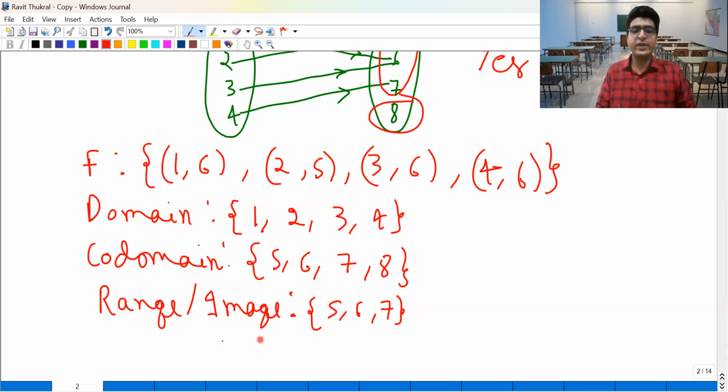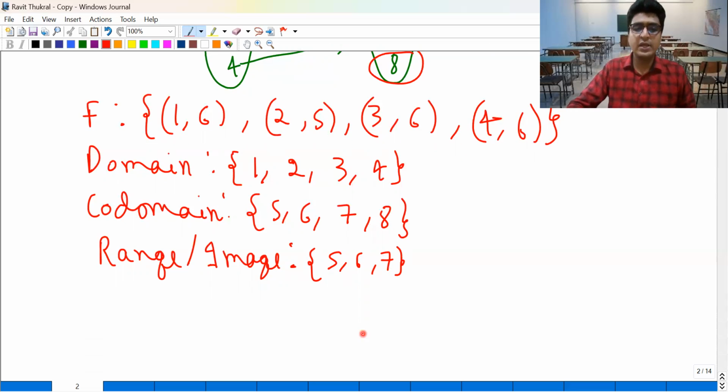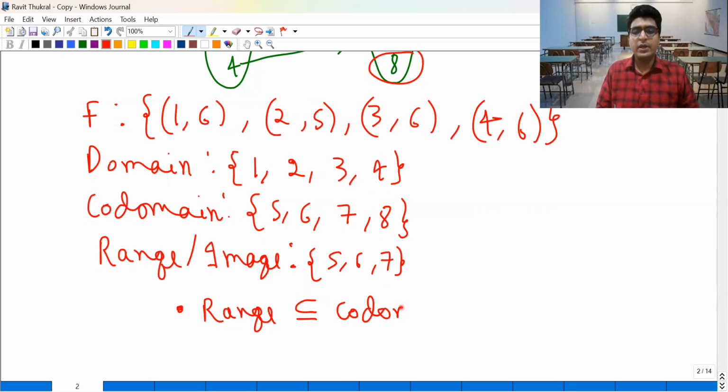8 is not part of range. It is part of codomain, but it is not a part of range. Okay, because range contains only the actual outputs, to which the elements in the domain are actually connected. All right, so from this we can conclude that range is actually a subset of codomain. Okay, and at times it can be equal to, right?